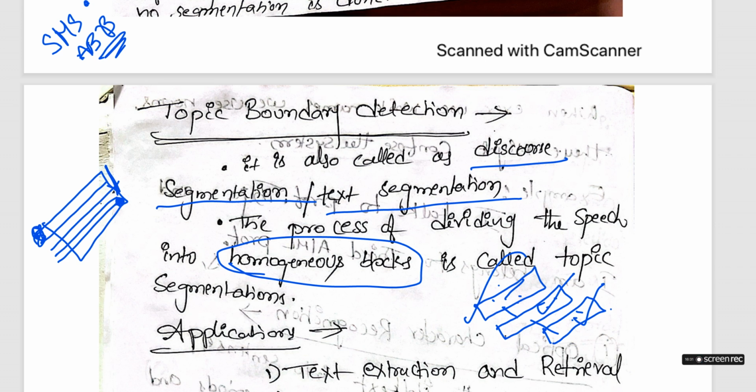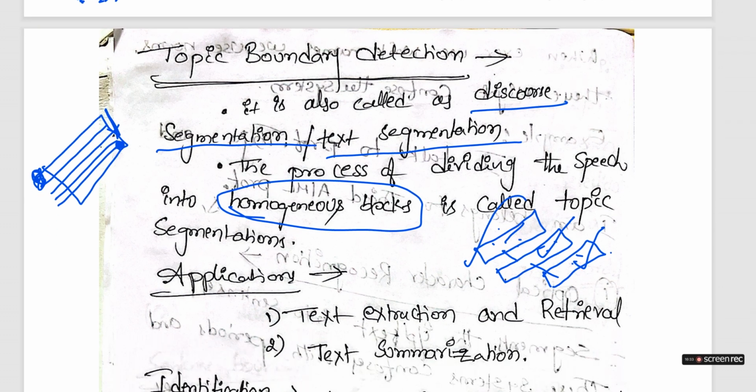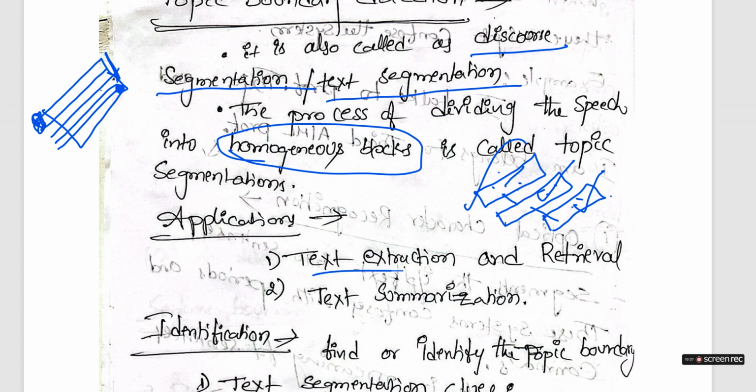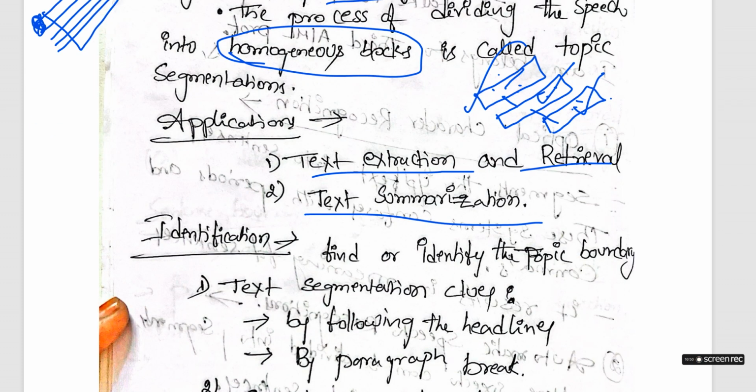Okay, then going for the applications. The applications of topic boundary detection are text extraction and retrieval, then text summarization. These are the two applications we can use in topic boundary detection.